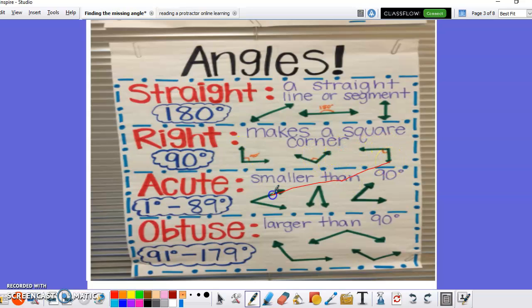An acute angle is a smaller angle. It's less than 90, so it's somewhere between 1 and 89 degrees, and these are the different ways that you might see an acute angle. And an obtuse angle is larger than 90 degrees. It measures anywhere from 91 degrees all the way to 179 degrees.